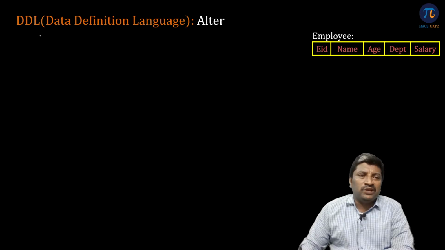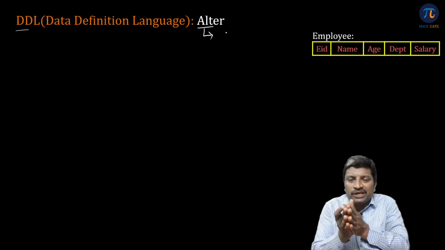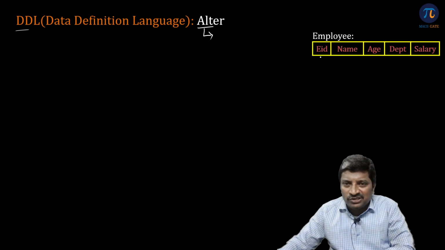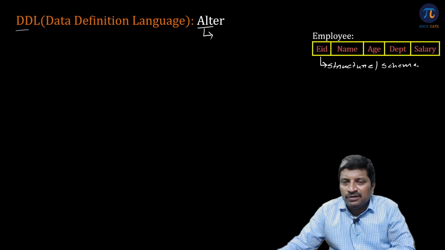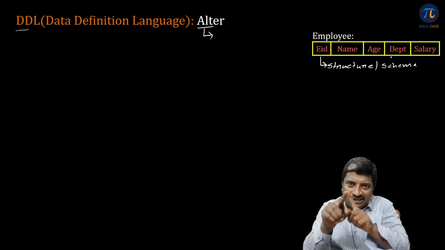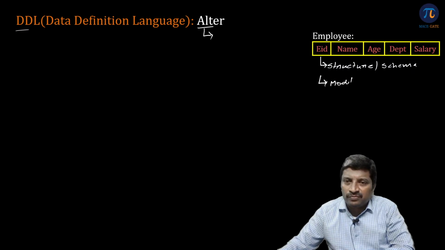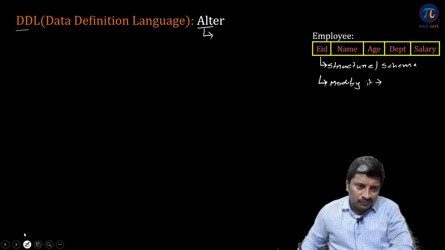So then let's go to the next one, DDL, alter. Sir, this is mainly to change the structure of the schema. The table is already there. This is the structure, right? This is the schema or skeleton or structure. That means we are not considering the data, sir. Of course, in DDL, we don't consider the data in the table. We consider only the headings or the attribute names. So, structure or schema or skeleton. Whenever I want to modify it, I will use alter.